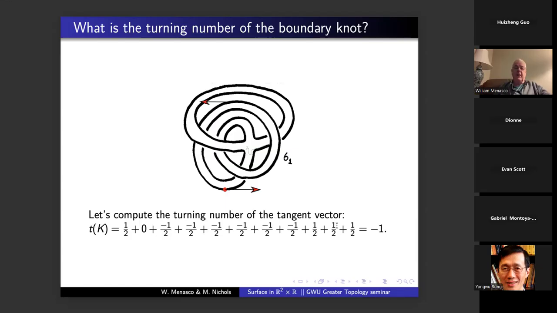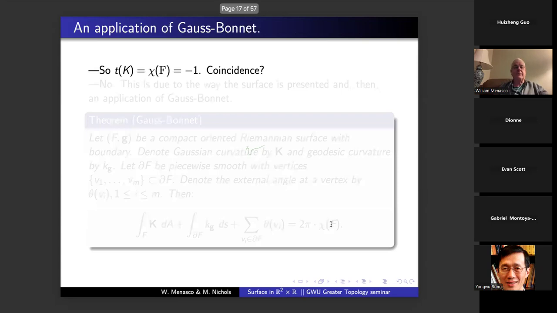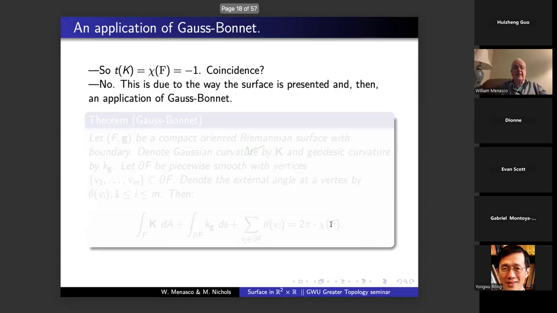So yeah, if you took and translated this tangent vector such that its tail was at the origin, and you just counted it going around, you'd get the winding number. All right, treat it as a unit vector. So it's -1. And the Euler characteristic is -1. So is this a coincidence? Well, it turns out that no, it's not.